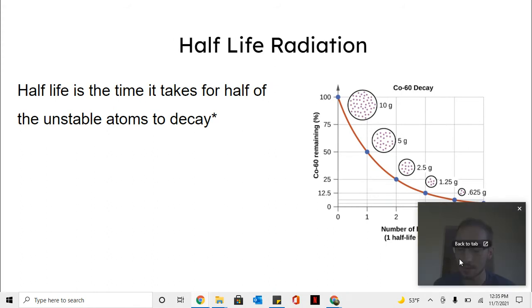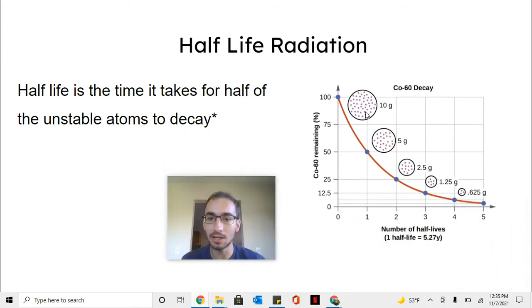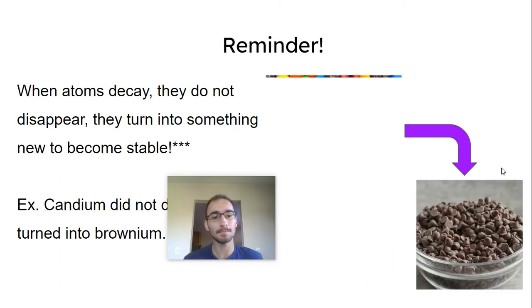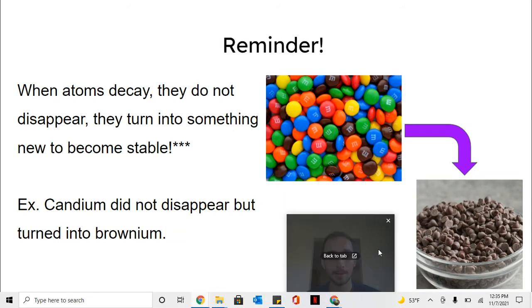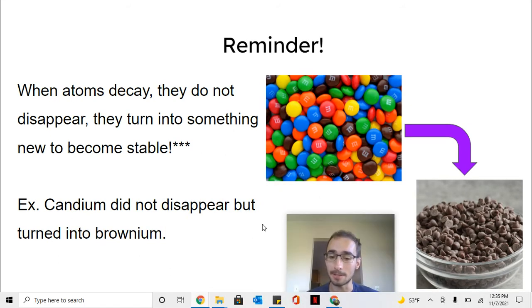So here's cobalt-60. And after the first half-life, it goes from 10 grams to 5 grams. The next half-life, 2.5 grams. And the next one, 1.25. So it's getting cut in half every time those atoms are decaying. And I want you to remember, when atoms decay, they don't disappear, okay? They turn into something new, and it's all to become stable.